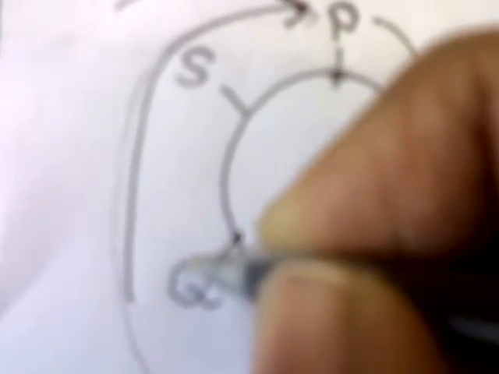Suppose we put Q here and we move in a clockwise direction from Q to P, it will satisfy our condition, first and second. So P is second to the left of Q.